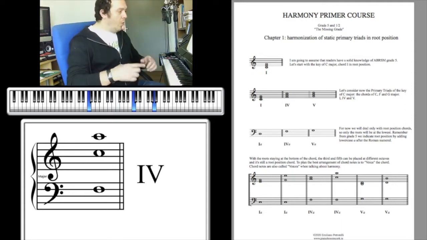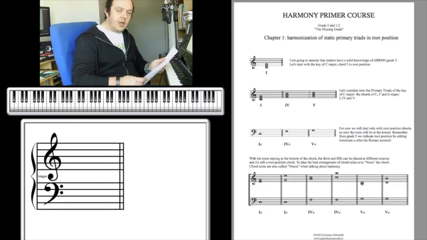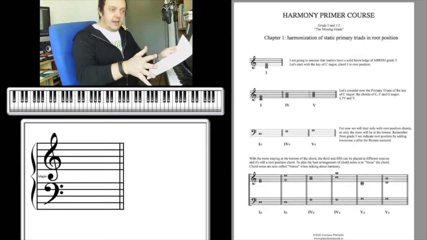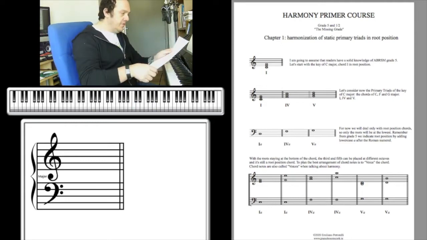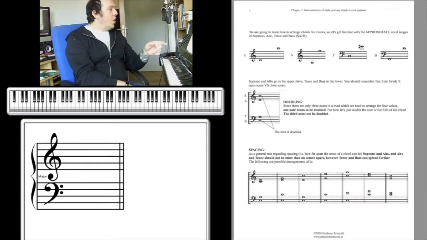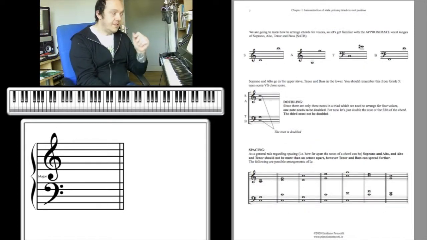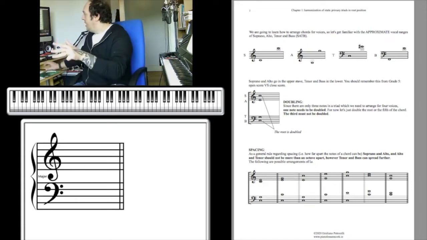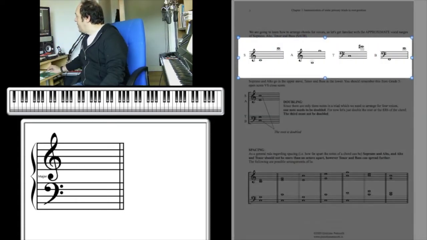So this is what we're going to do in this chapter. We're going to learn to arrange static chords. Just one chord taken apart, doesn't move, doesn't do anything. We're going to learn how to arrange it. Now we're going to learn to arrange chords for 4 voices, soprano, alto, tenor, and bass. And those are the approximate ranges of those 4 voices.